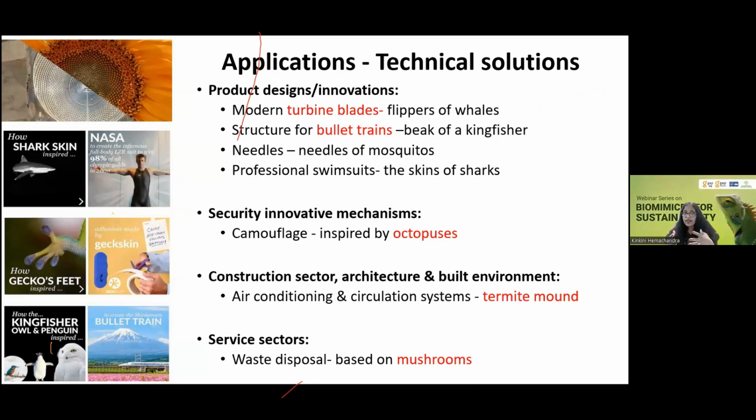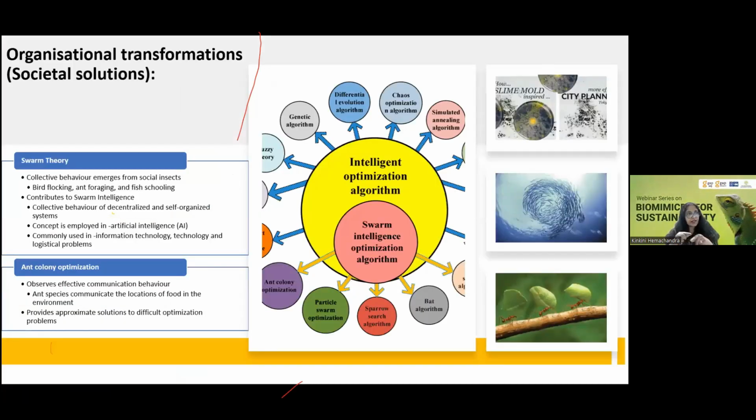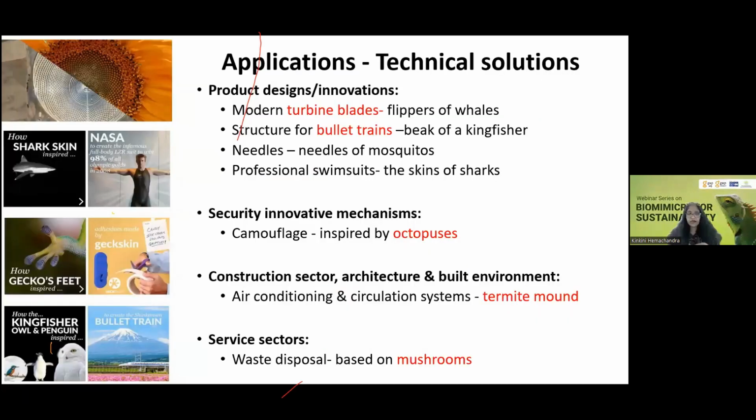So when we look at the application of biomimicry in the business world, we can identify two different types of solution. Within this slide, I'm focusing on the technical solution, and in this slide, I'm focusing on the societal solution. Let me come back later on to the societal solution. Let me talk about some of the applications of biomimicry in providing technical solutions. I have put forward 4 different aspects where technical solutions are quite common.